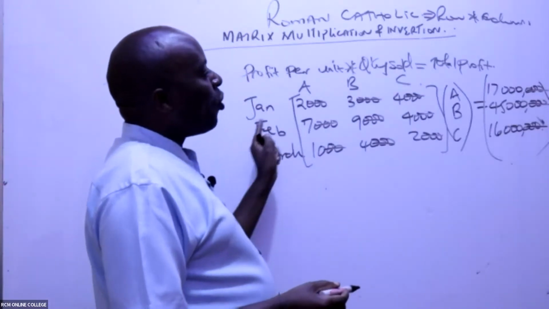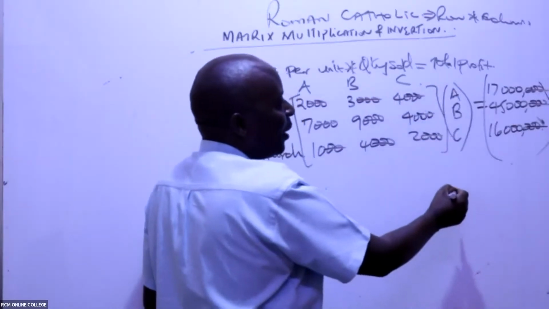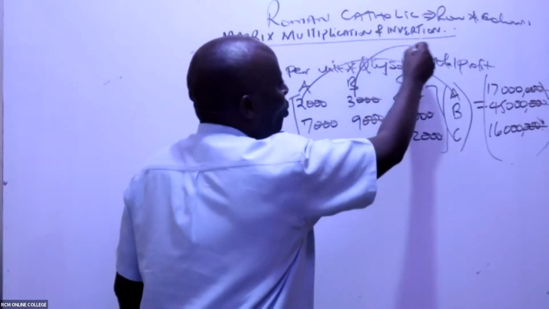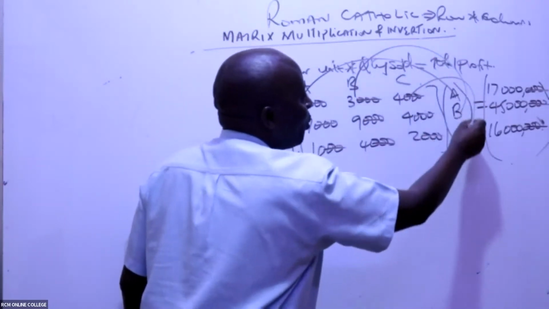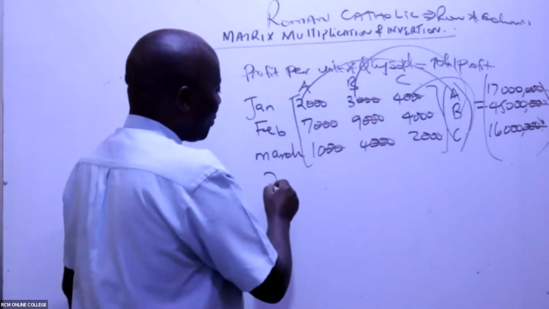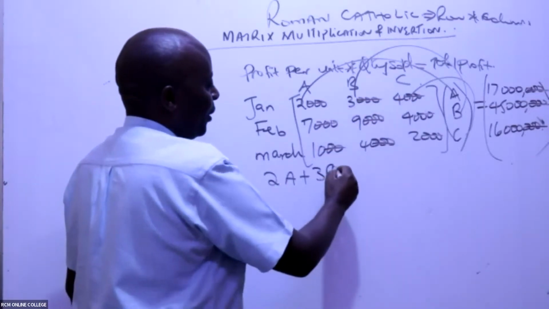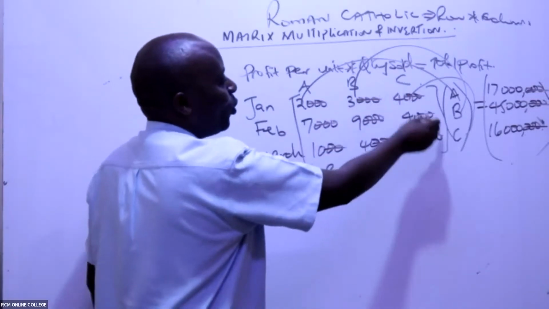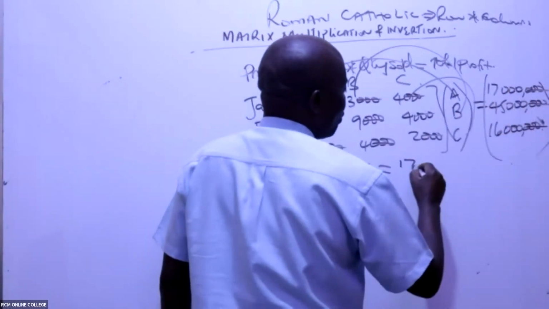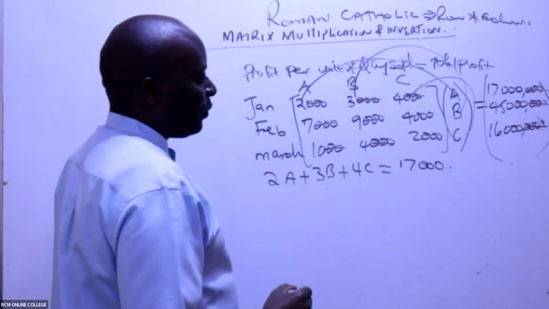So remember, it's rows multiplied by columns. So the first row will multiply the first column. How do we go about it? First ones multiplied, plus second ones multiplied, plus third ones multiplied. So the first one, that's 2A plus 3B plus 4C should be equal to the first number, which is 17,000.